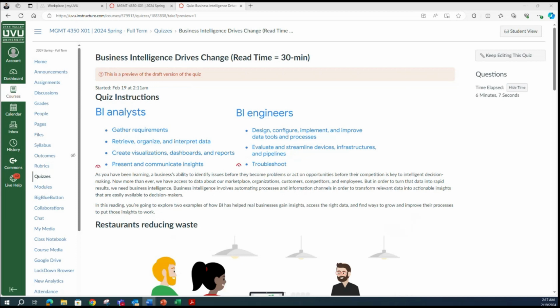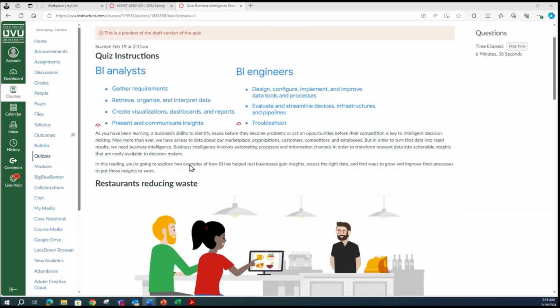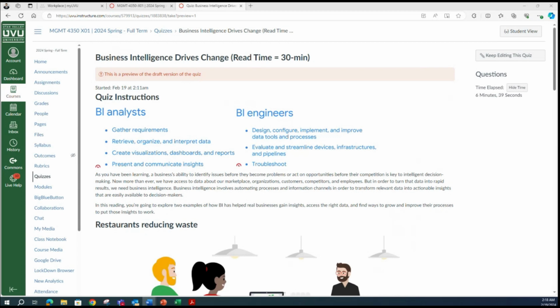For example, in this class, we will learn about business intelligence analysts and business intelligence engineers. The BI analysts gather requirements from the stakeholders, partners, and team members. They use their understanding of the large data sets to retrieve, organize, and interpret the data. Then they create visualizations, dashboards, and reports to use when presenting and communicating insights to others. The intelligence they share might be used to make decisions, develop a new process, or create a business strategy, or it could be applied to even deeper analysis.